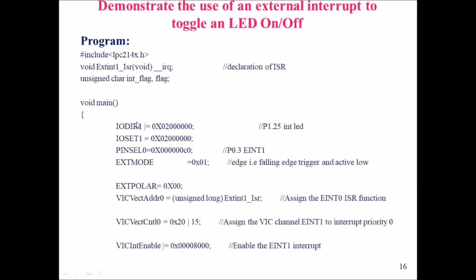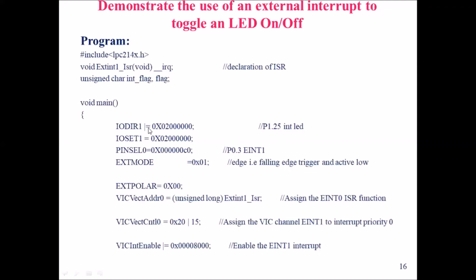Then the main function. The return type of the main function is void. It can be an int or it can be void, anything is fine. Next, under the main function, the first register I'm using is IODIR1. IODIR is nothing but input output direction. Here I'm setting the direction of the pin, selecting which pin should be used.